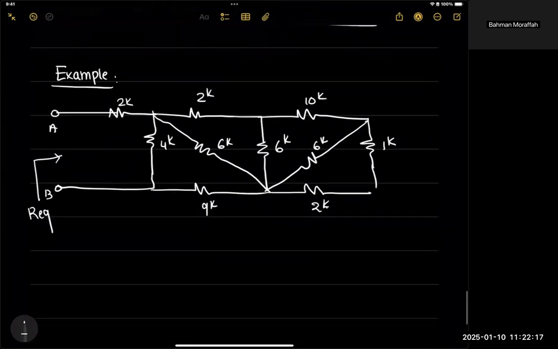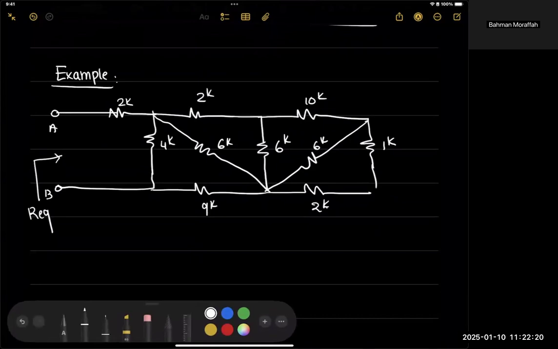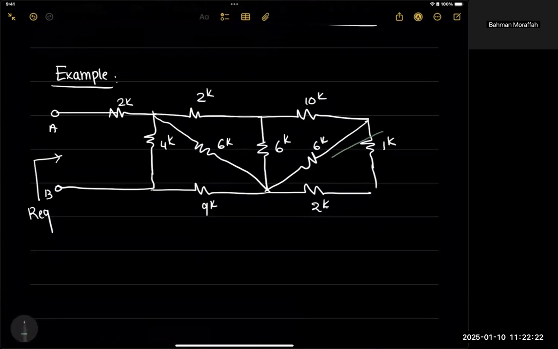Well, if you look at it, it is very clear that these two are in series. So I have 2 and 1 in series. Let's just call this number 1. Number 1 means 1K is in series with 2K, so it's going to be 3K. So the result is going to go between this point and this point.